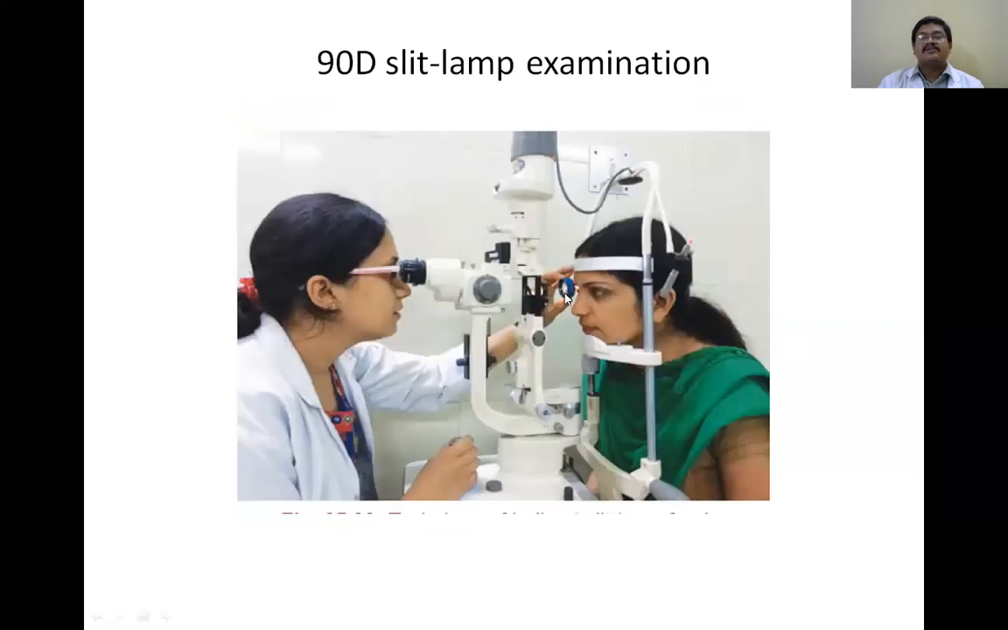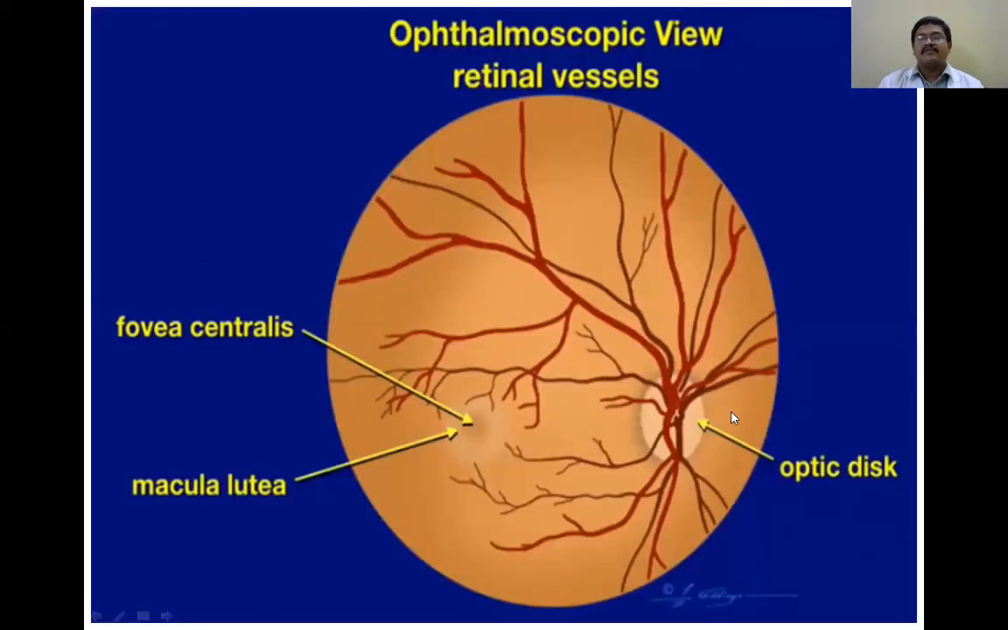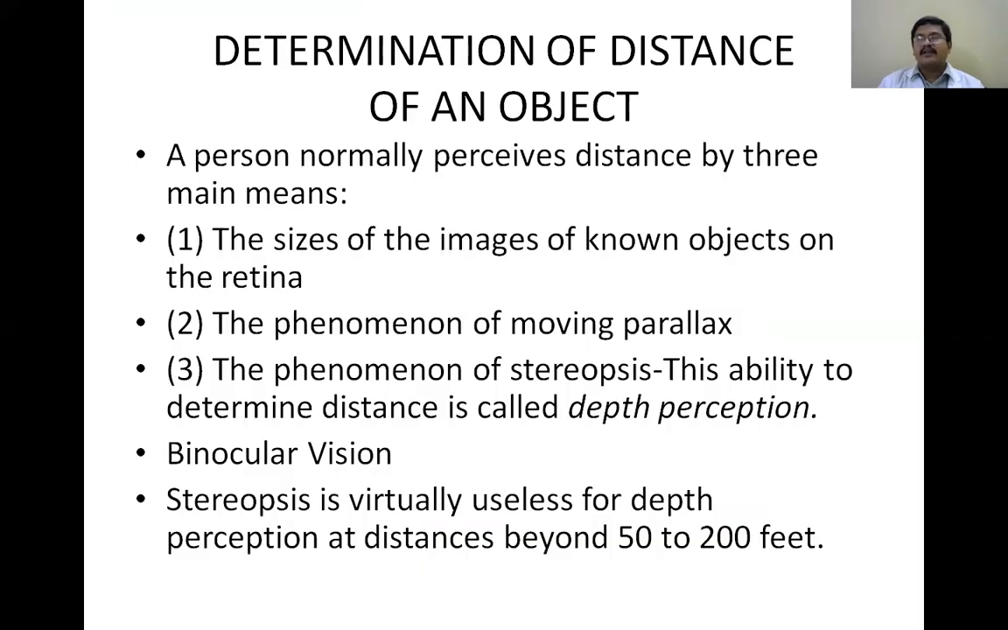Nowadays with the slit lamp biomicroscopy, you can use the 72D lens or the 90D lens, where you can examine the fundus. This is how the fundus is examined. Unless you examine the fundus, the second cranial nerve examination is incomplete. Another tests are stereopsis and contrast sensitivity, which we generally are not doing routinely.